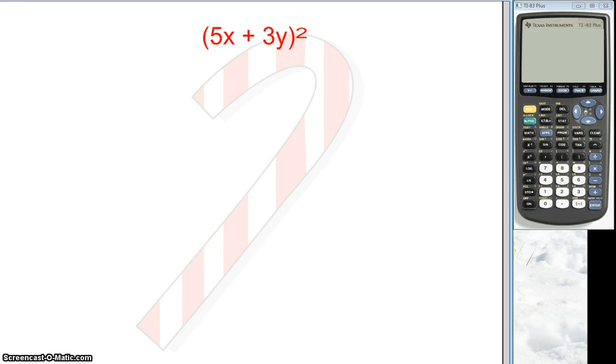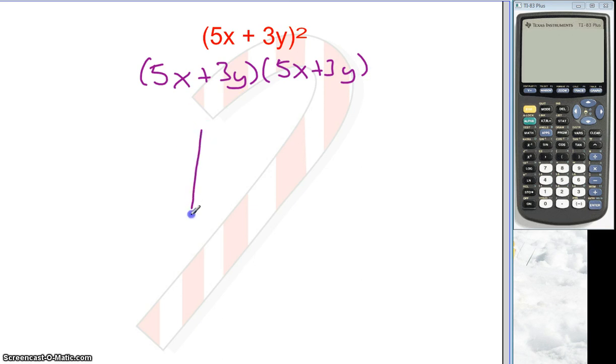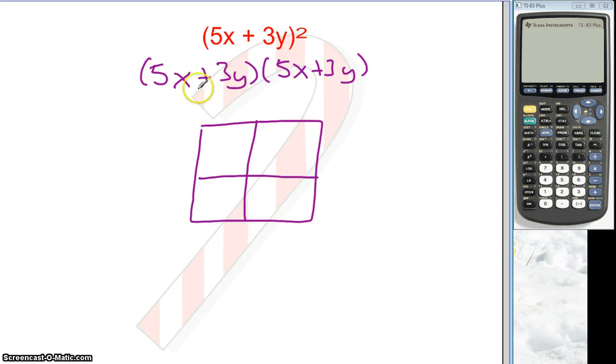Alright, let's look at one last one. We've got 5x plus 3y to the second. Let's go ahead and write it out twice. 5x plus 3y, 5x plus 3y. Since I've already used distributive and long multiplication, I'm going to go ahead and set this one up in a Punnett square. Since there's 2 terms by 2 terms, I just need 2 boxes by 2 boxes. So 5x and 3y, you're going to put 5x and a positive 3y. 5x and 3y, you're going to put a positive 5x and a positive 3y.